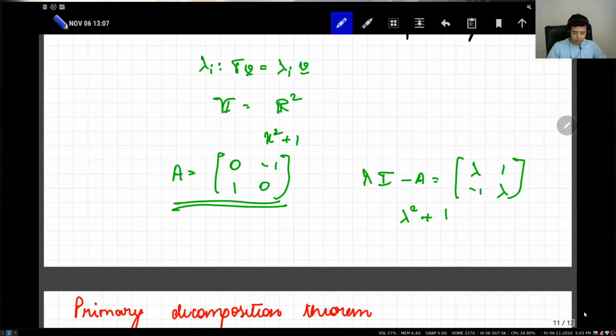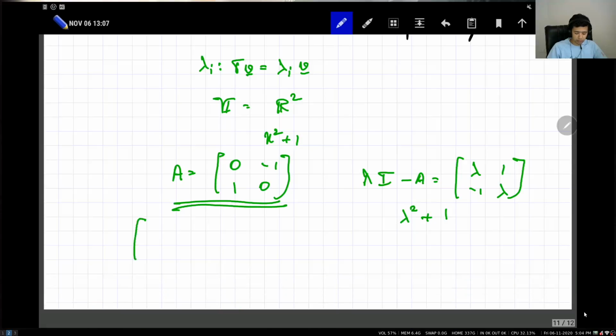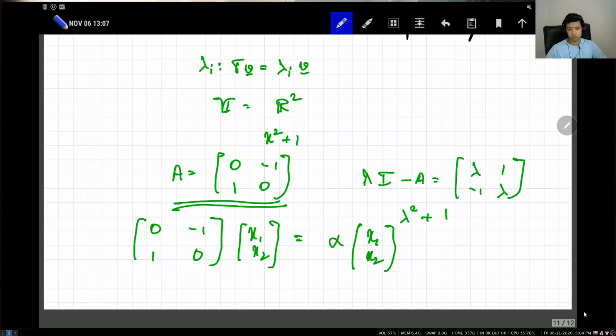So in particular, you cannot find a non-zero vector x such that [0, -1; 1, 0] times (x1, x2) equals alpha times (x1, x2) for a non-zero value alpha. Right?